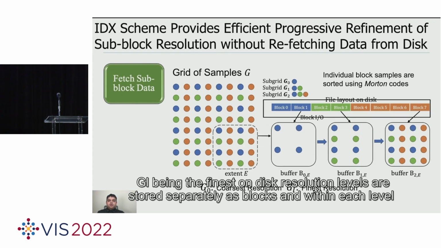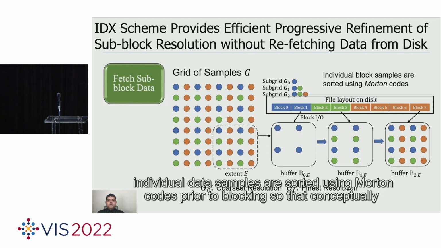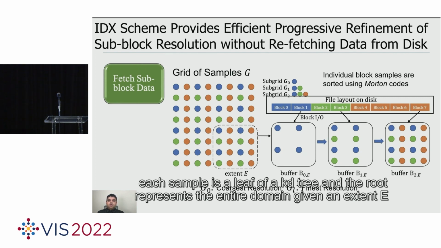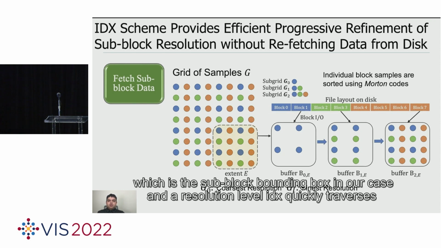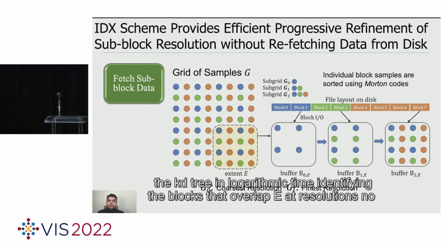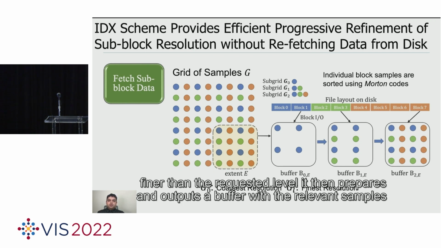On disk, resolution levels are stored separately as blocks, and within each level, individual data samples are sorted using Morton codes prior to blocking, so that conceptually, each sample is a leaf of a KD tree, and the root represents the entire domain. Given an extent E, which is the subblock bounding box in our case, and a resolution level, IDX quickly traverses the KD tree in logarithmic time, identifying the blocks that overlap E at resolutions no finer than the requested level. It then prepares and outputs a buffer with the relevant samples.